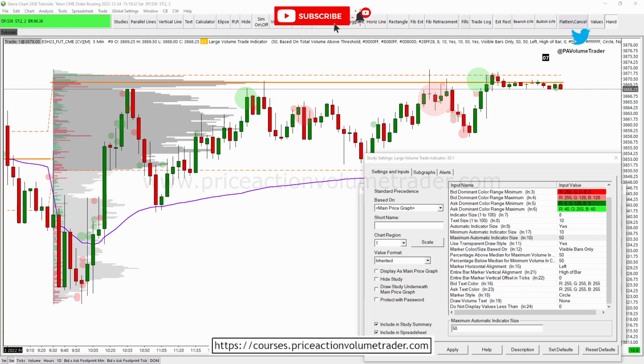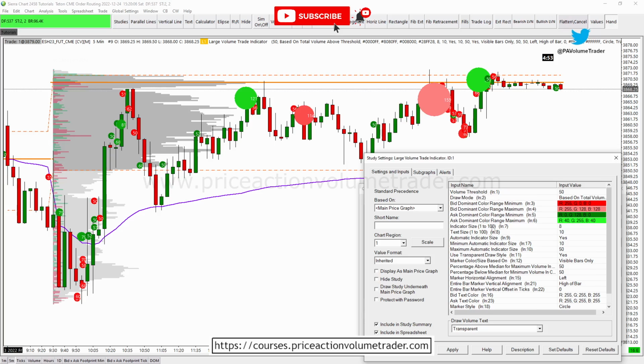If you want to see the text, you would go to draw volume text, hit transparent, and now you can see you have text. You can see the numbers are sort of off to the right, so that is changed over here. Indicator size, you see it says 8. If I change this, no, where is it? Text size, 15. Okay, that changes the text size. Now let's leave it at 10.